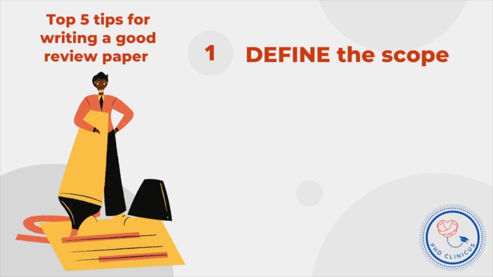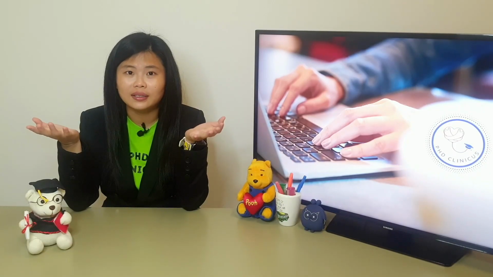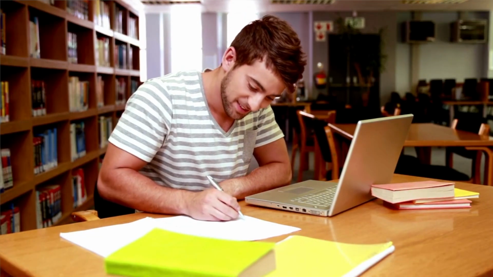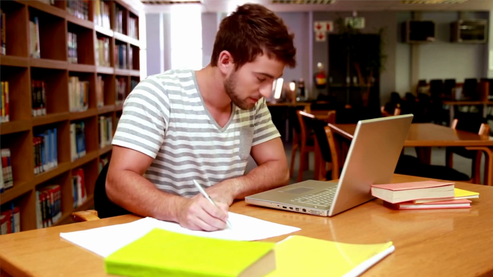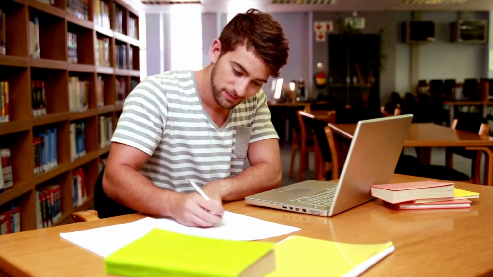Whether you voluntarily or are being forced to write a review paper, it is important to know what to write. So how to do that? You can select a topic that you are interested in. Find 3 to 5 relevant papers and do some background study. Try to identify the gap of knowledge.